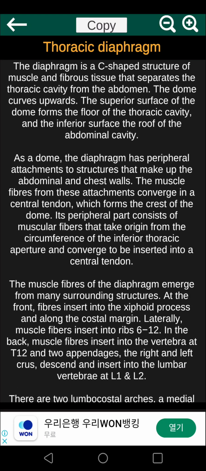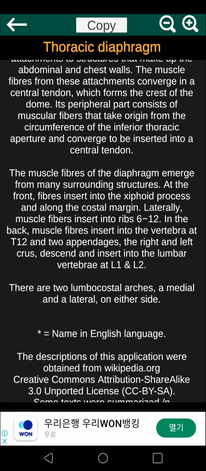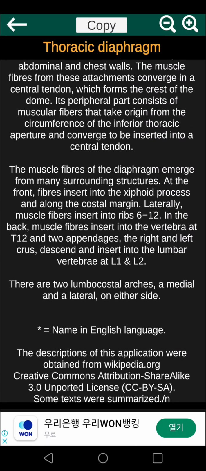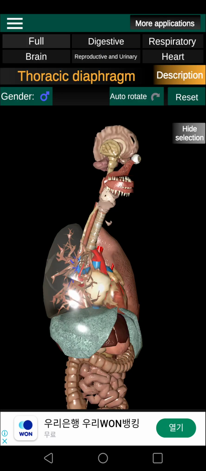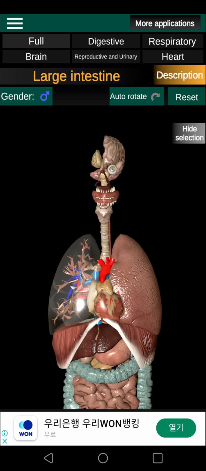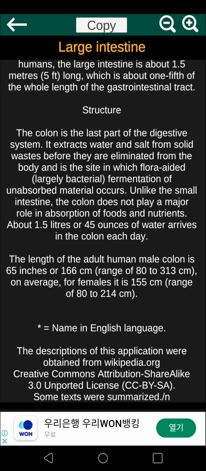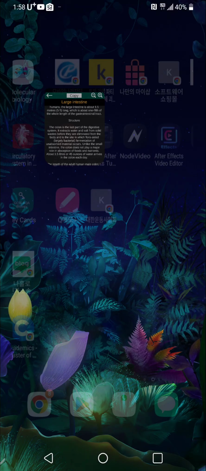Its peripheral fibers insert into the vertebra T12 and to appendages. The right and left crus descend and insert into the lower vertebrae. Let's finish.